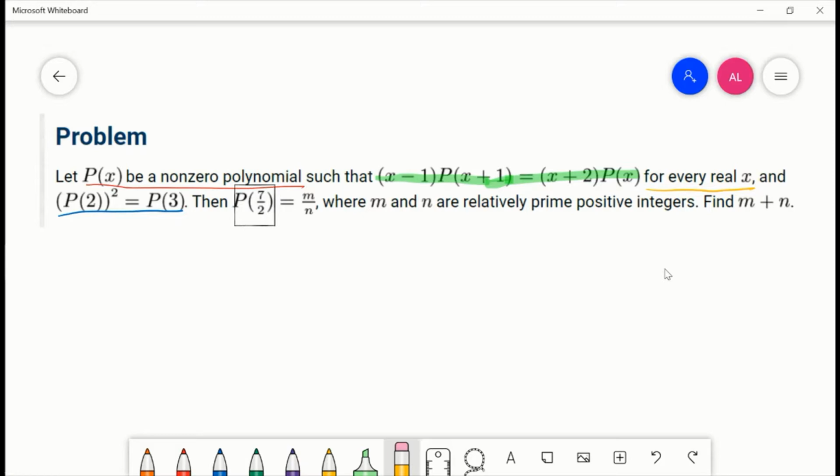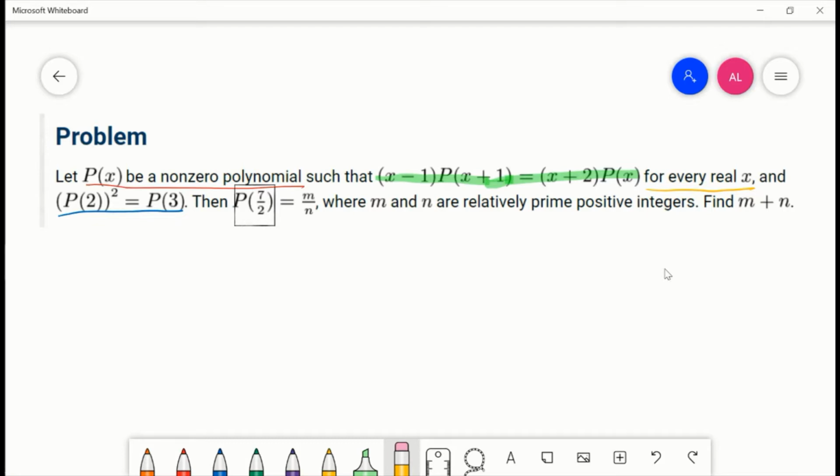Let p of x be a non-zero polynomial, such that (x minus 1) times p of (x plus 1) is equal to (x plus 2) times p of x for every real x, and p of 2 squared is equal to p of 3. Then we want to find p of 7 halves, make sure the numerator and denominator are relatively prime, and then add the numerator with the denominator.